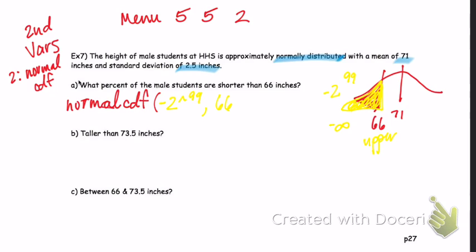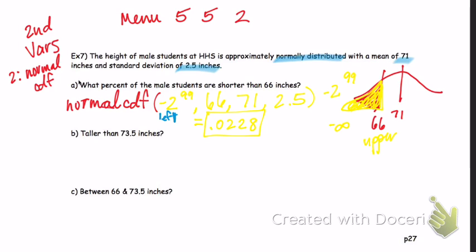So this contains the area from negative infinity to 66. My mean is 71. And then my standard deviation is 2.5. So lower bound should say negative infinity, so you should get negative 2 to the 99th. My upper bound is 66. My mean is 71. My standard deviation is 2.5. Then you hit enter, you get 0.0228.